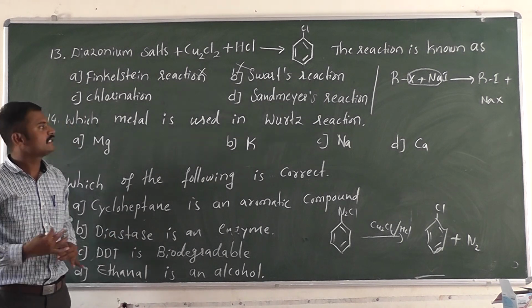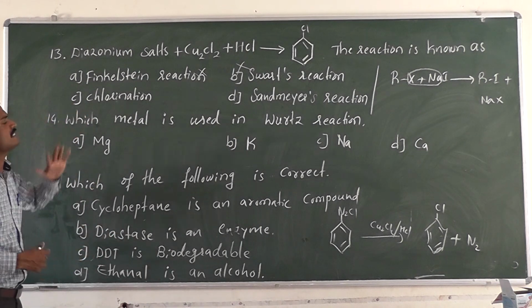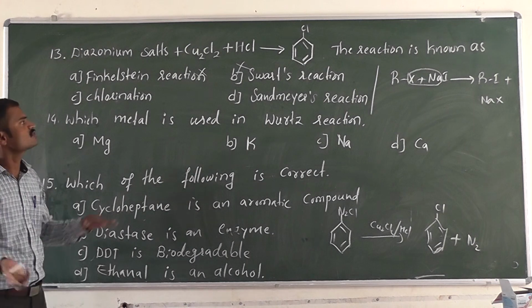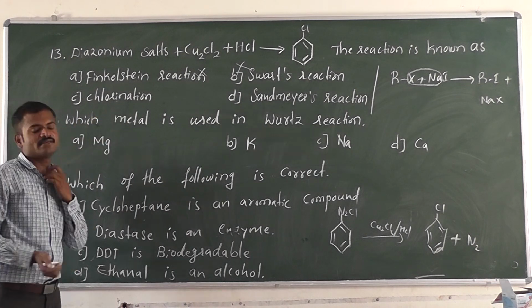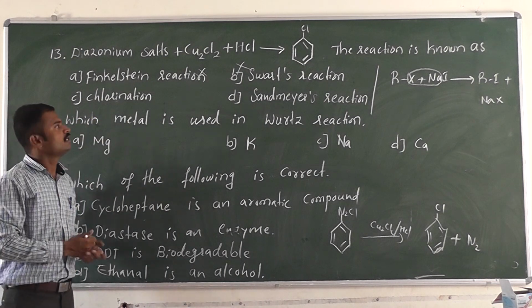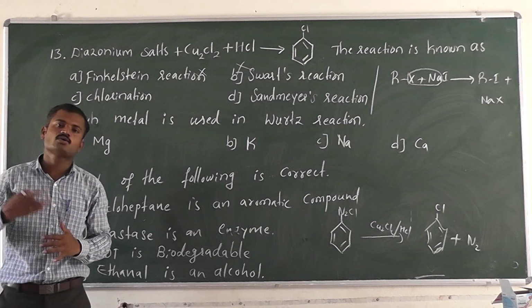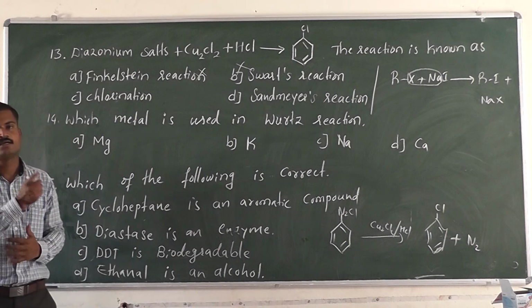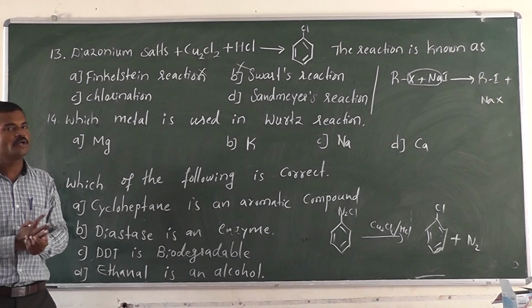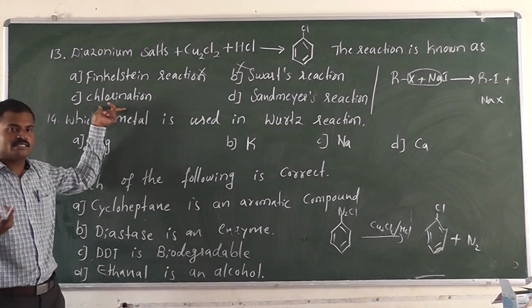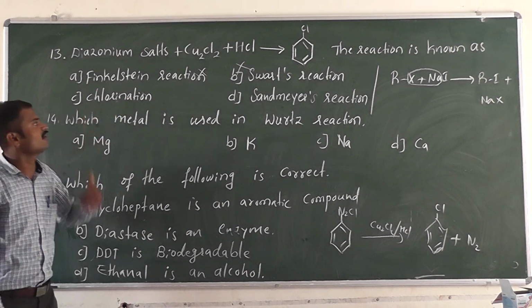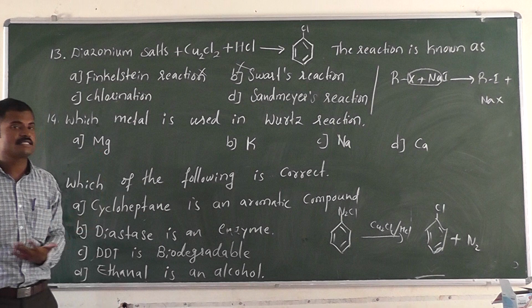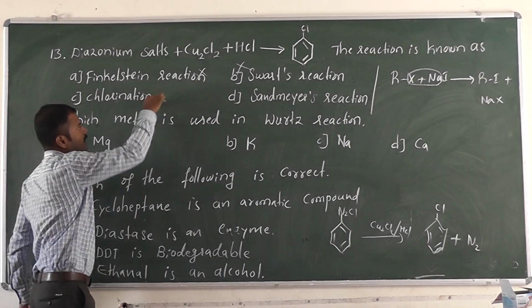Next we see option C, that is chlorination. Chlorination is totally different. Here we are already using the acid. Chlorination means we add chlorine to benzene, to chlorobenzene, or any compound we are taking, we have to add chlorine. Then only it becomes addition of chlorine, that is chlorination. Here we are not adding chlorine, we are using the acid, so it is also not relevant.